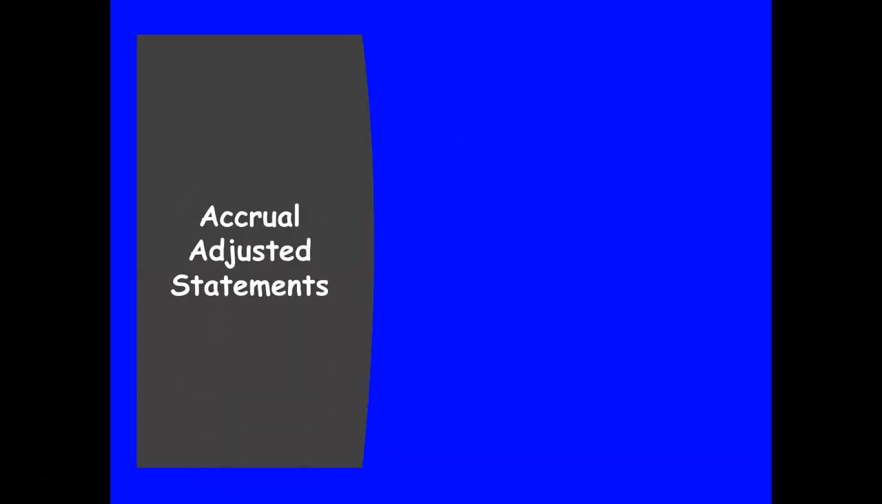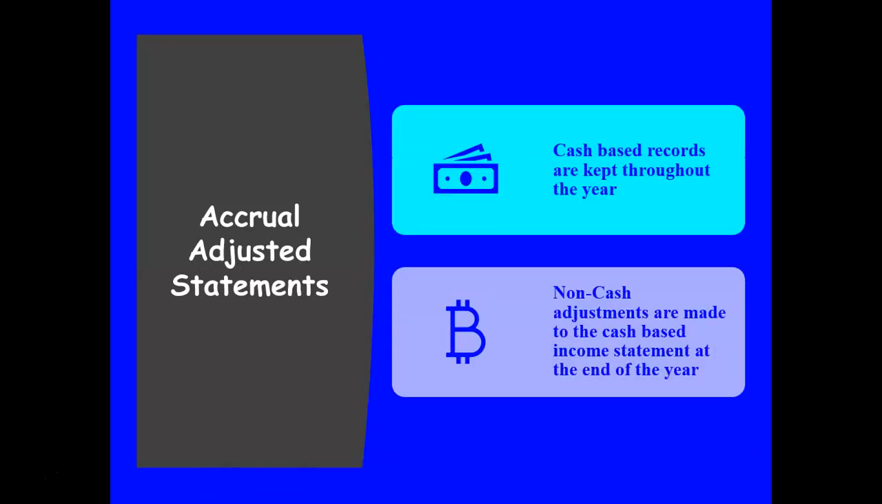This is all about more accrual adjusted statements. Cash-based records are kept throughout the year. Non-cash adjustments are made to the cash-based income statement at the end of the year.